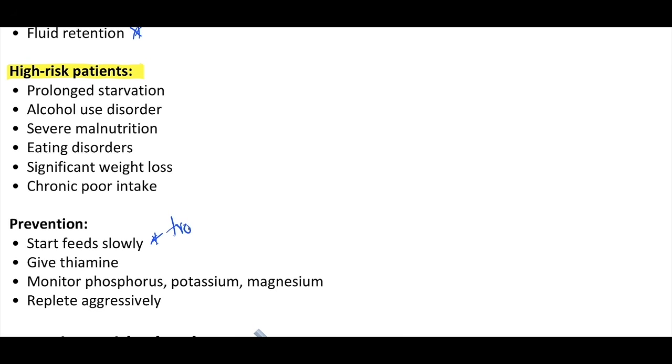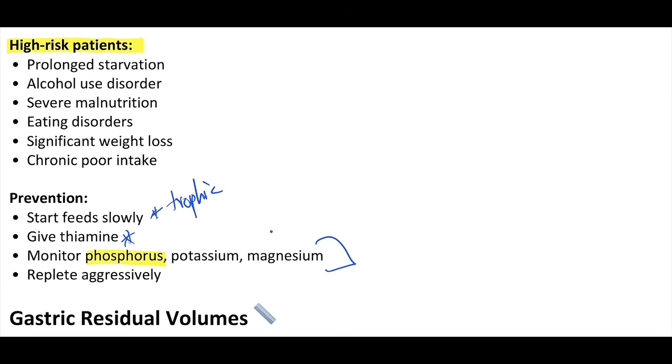So to prevent it, start feeds slowly, right? We'd already talked about trophic feeding being reasonable. So if someone's highly malnourished or has prolonged starvation, they start to show electrolyte derangements, trophic feeds. Make sure you give thiamine. Monitor that phosphorus, potassium, magnesium, with a shout out again to the phosphorus because that is one that'll get hypophosphatemic. That's classic in refeeding syndrome. And replete those electrolytes aggressively.